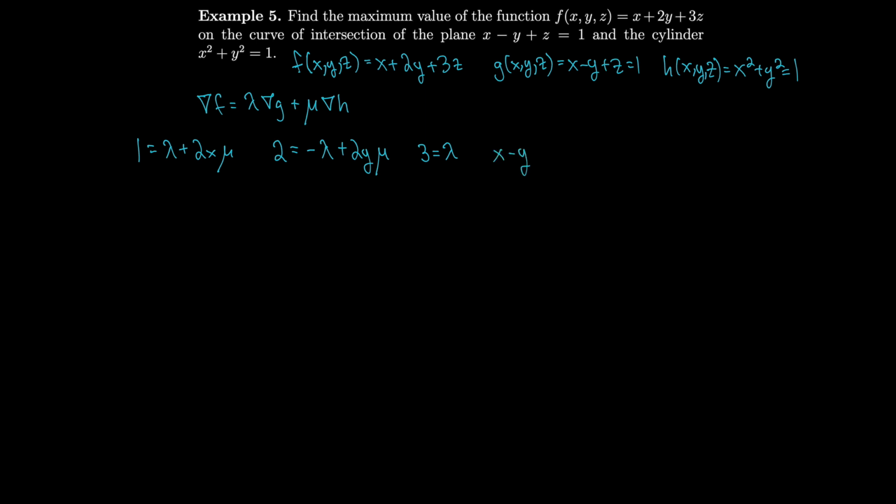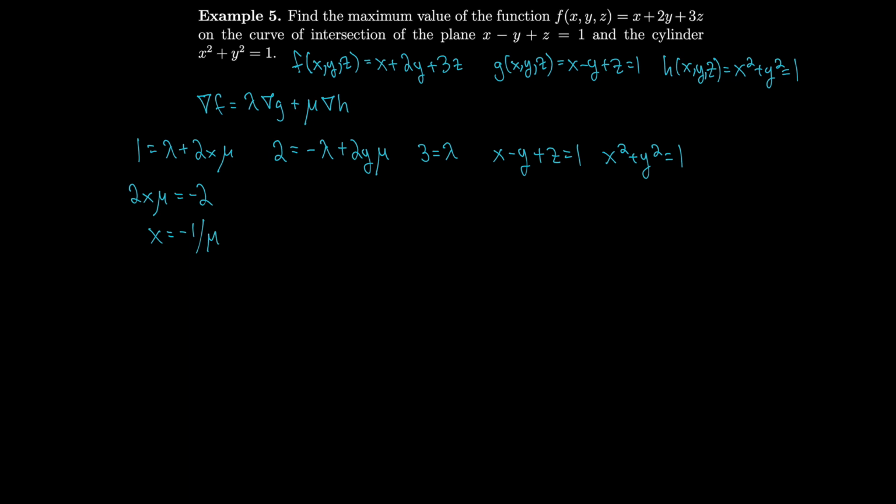I'll list those again. X minus y plus z equals 1, and x squared plus y squared equals 1. So I need to solve this system of 5 equations. But it doesn't look that bad because I already know that 3 is lambda. So how about I go and plug that into my first equation. So I can move the 3 over. I get minus 2 is 2x mu, so I'll write 2x mu is minus 2, and dividing by mu, I get that x is minus 1 over mu.